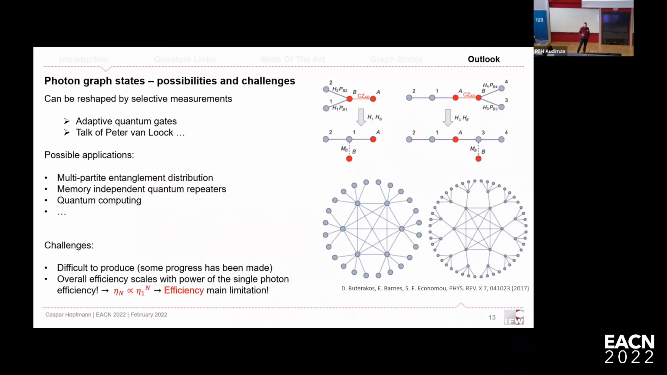Okay, so what are the challenges for this kind of graph state? Of course, they are quite difficult to produce. This is basically the main challenge, while some progress has been made, as I tried to point out. And then we have another problem: we still have an efficiency problem. The good news is that it's only the single-photon efficiency which plays a role, but it still goes with the nth power. So in the end, in order to do something useful, we still need to do n measurements simultaneously, and that of course scales with the single-photon efficiency.